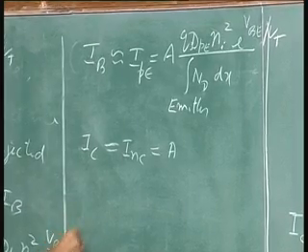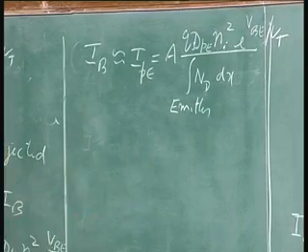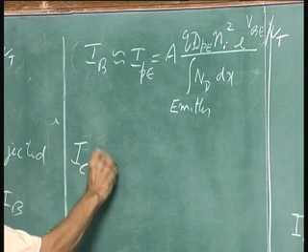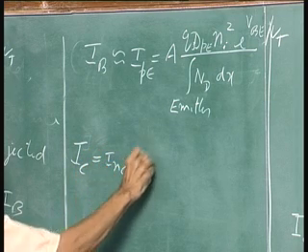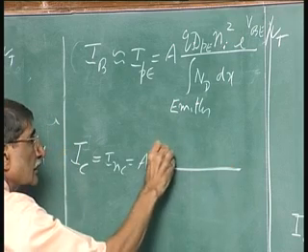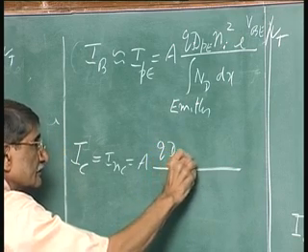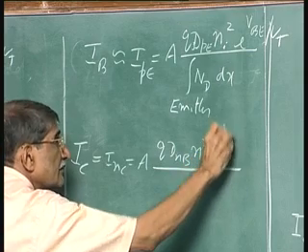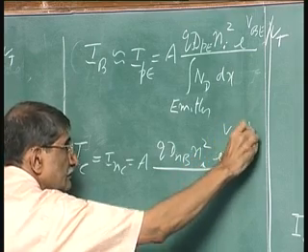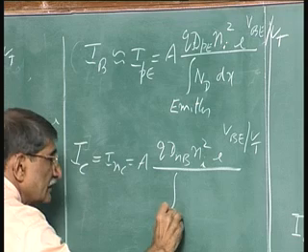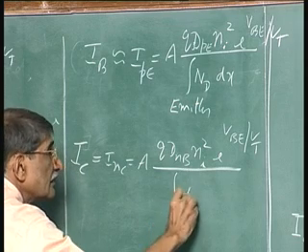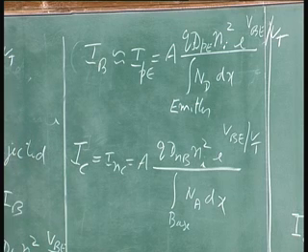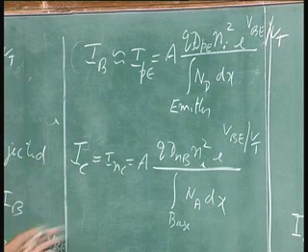Now, similarly, I can write down, I could have skipped this, but I thought it is better. INC equals area, QDNB, Ni squared, e to the power of VBE by VT, divided by the integral over the base of NA dx. Beta now is the ratio of these two.